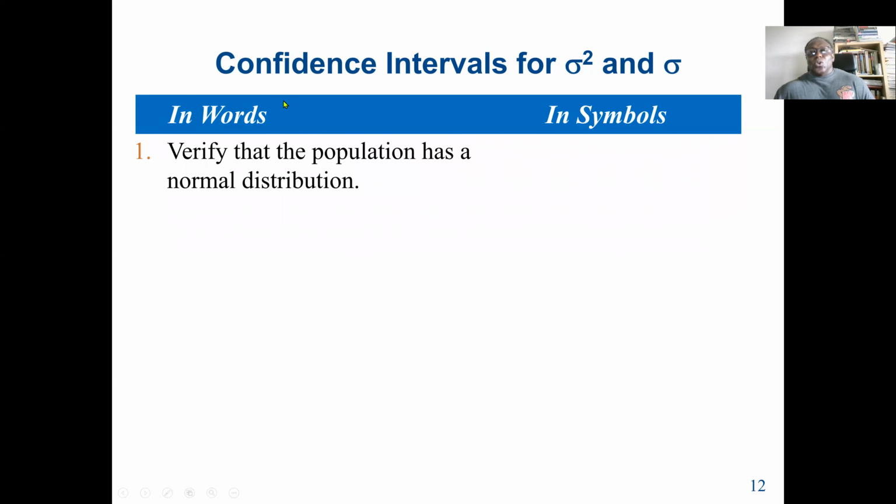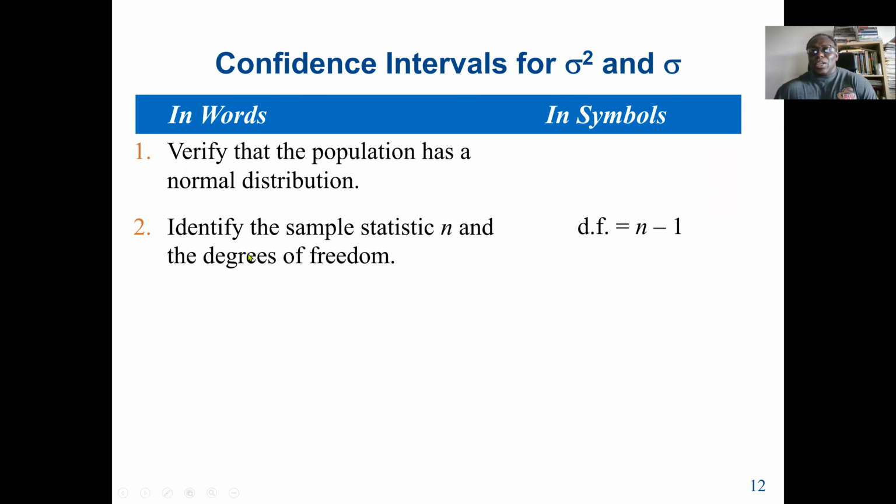So let's go step by step through how we solve the confidence interval for either the population variance or population standard deviation. The first thing we have to do is verify that our population has a normal distribution. So it has to be a normal distribution. Then the second step, we identify the sample statistics, that's the sample size, and also the degree of freedom. So degree of freedom will be n-1.